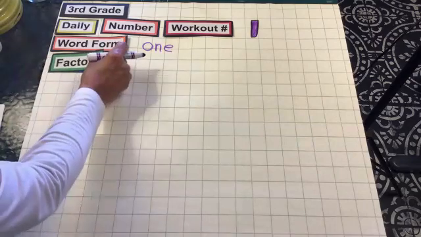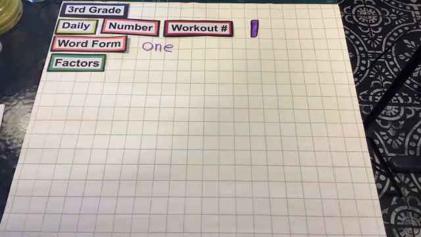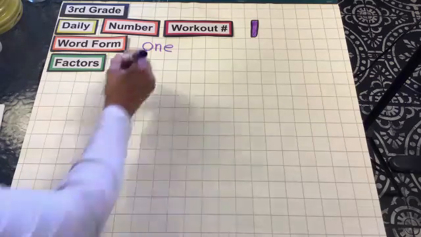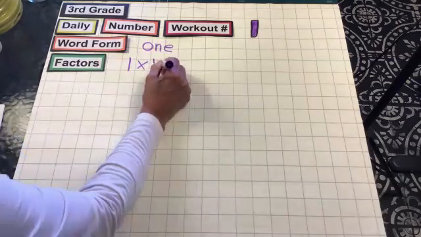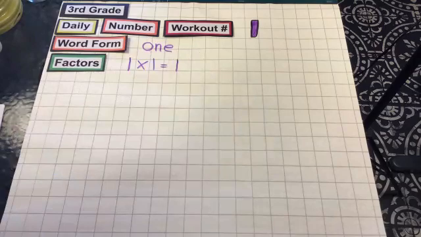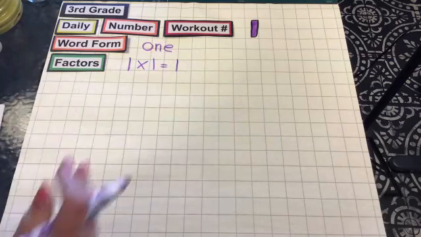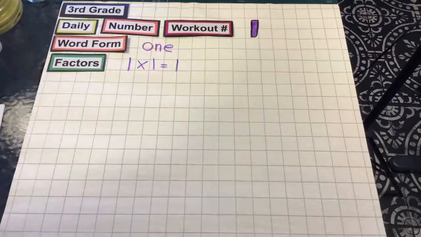And then we're going to introduce the word factors. And factors are two numbers multiplying to get another number. So the factor pair for 1 is 1 times 1. If we have 1, 1, we have 1. So multiplication, 1 times 1 equals 1. And we'll get in more depth with that as we go.